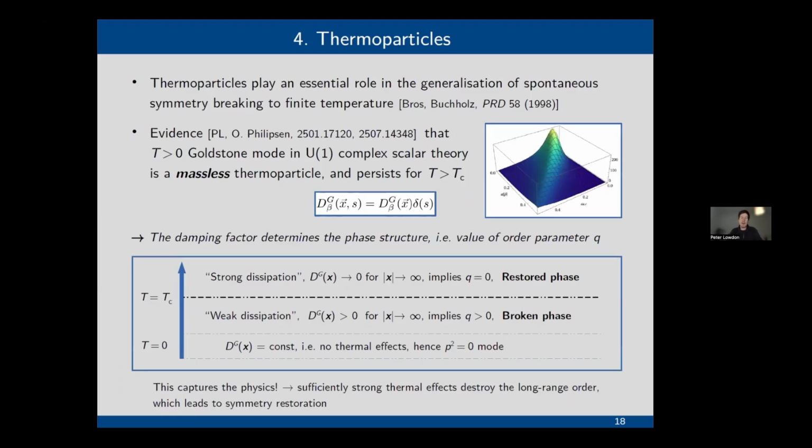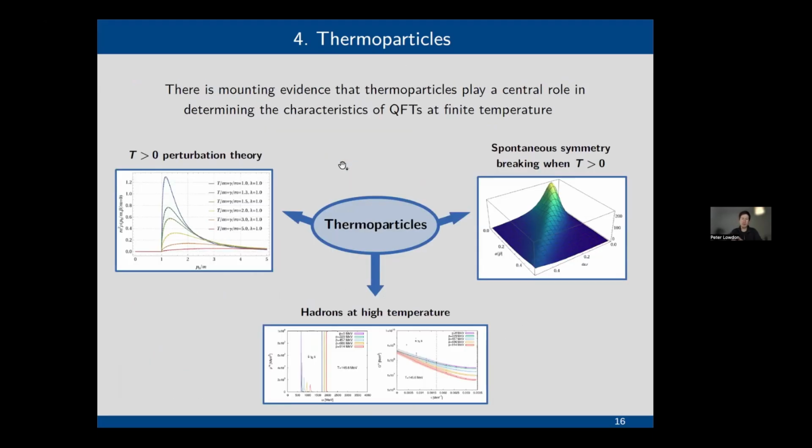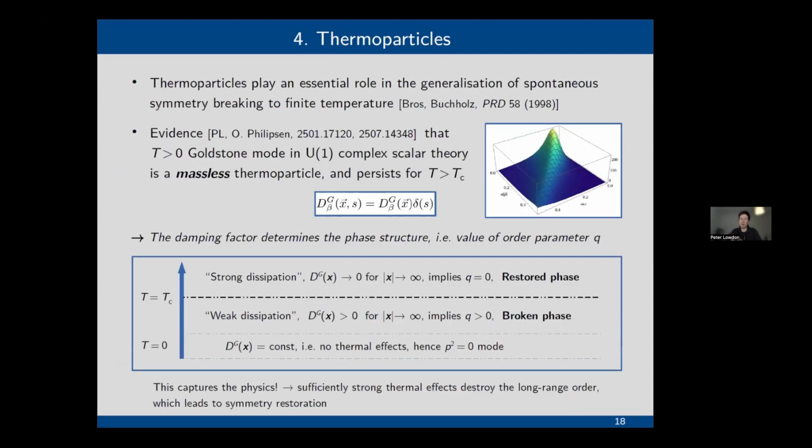And then, as I said before, I'll spend a little bit of time here talking about thermoparticles in the context of Goldstone's theorem. Again, the same authors, Bros and Buchholz, asked the question of what happens to the Goldstone mode at finite temperature. In essence, they use this extra information that you get from causality in order to infer what happens to the Goldstone mode as you increase temperature and go above a critical temperature.